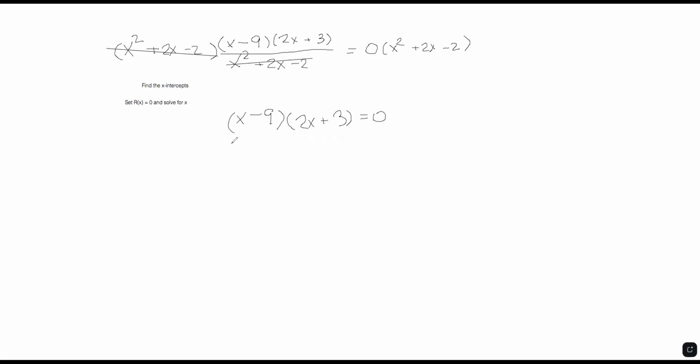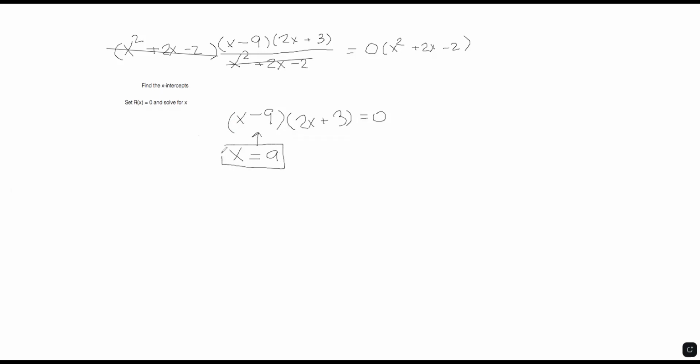It's actually a lot simpler than even that. So let's look at each factor. I'm going to look at this factor right here, x minus 9. I know that if x is equal to 9, that would make this 0 because 9 minus 9 is 0.